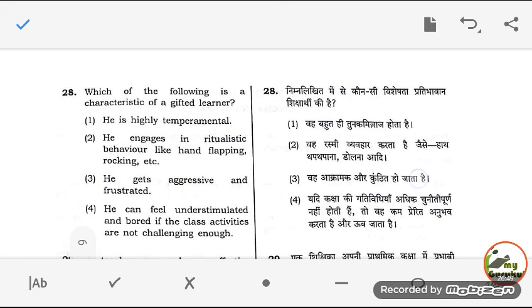Next is: which of the following is a characteristic of a gifted learner? Gifted learners are those children who give evidence of high achievement capability in areas such as intellectual, creative, artistic, leadership capacity or in specific academic fields. They need services or activities not ordinarily provided by the school. They want new challenges, or else they can become bored or unruly. So the correct option will be, he can feel under-stimulated and bored if the class activities are not challenging enough.